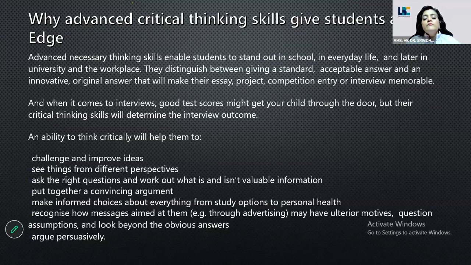Say, for example, even many of you might be doing it. If you're going to get a reference of a company, what we normally do, even for a restaurant, we go and check the Google reviews. That means you are thinking critically. So like that, very simple examples: they see ulterior motives, question assumptions, and look beyond the obvious answers, and will argue persuasion.